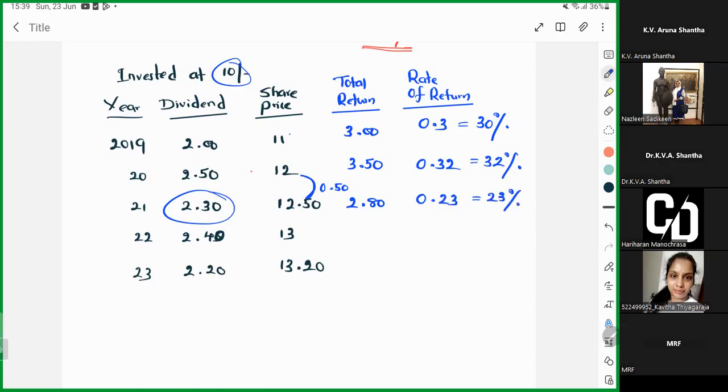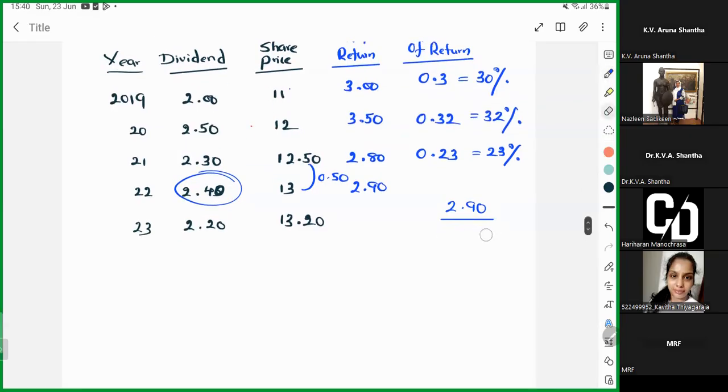Now you see, the rate of return changes from year to year. Look at 2022. Dividend 2.40, capital gain 50 cents. Then total return 2.90. Rate of return is 2.90 divided by the price at the beginning of that year, 12.50.